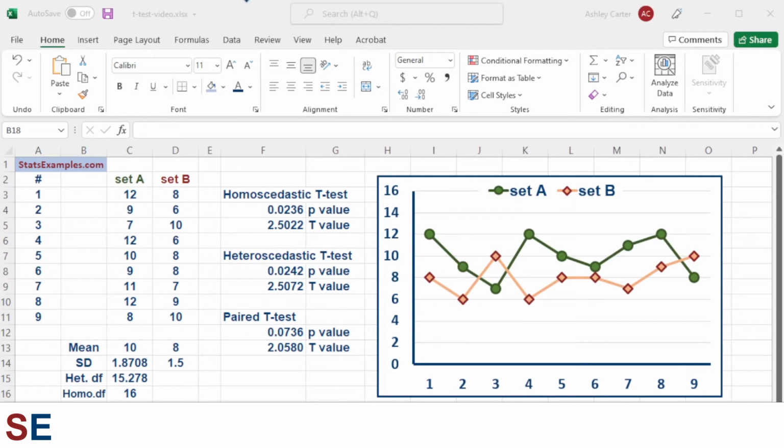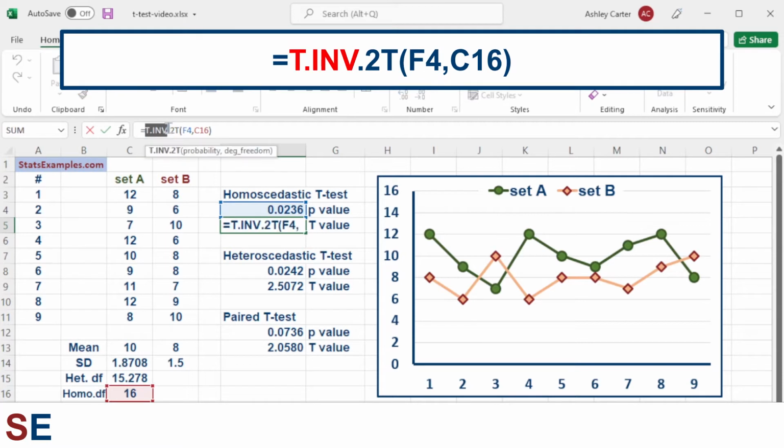If we want to figure out the t-value that goes with this p-value, we need to use the following equation. T inverse, and it's two-tailed. F4 is the p-value that we're looking at, and then C16 is the degrees of freedom value down here for our homoscedastic t-test. When we use this T inverse function using the p-value, the value that's returned is the t-value that we would get when we're doing this homoscedastic t-test. It's a little awkward, but it's because Excel doesn't do this automatically, and because most people are much more concerned about the p-value of a t-test instead of the t-value anyway.